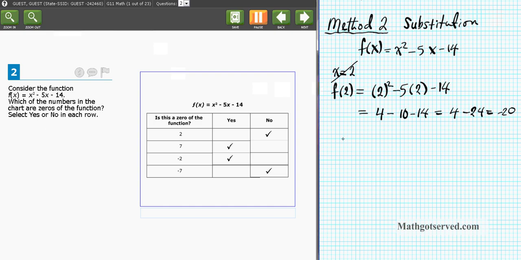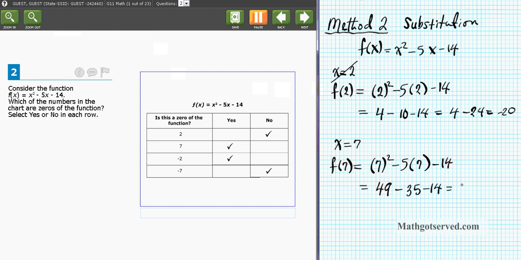All right, next candidate is x equals 7. This is one of the answers we got in method 1, so it should work here. We're going to compute f of 7. What does that mean? It means that you're going to plug in 7 for all your x's. So we're going to have 7 squared minus 5 times 7 minus 14. If I work this out, 7 squared is 49. 5 times 7 is 35 minus 14. That yields 49 minus 49, which equals 0. That's excellent. All right, so 7 is one of the zeros.